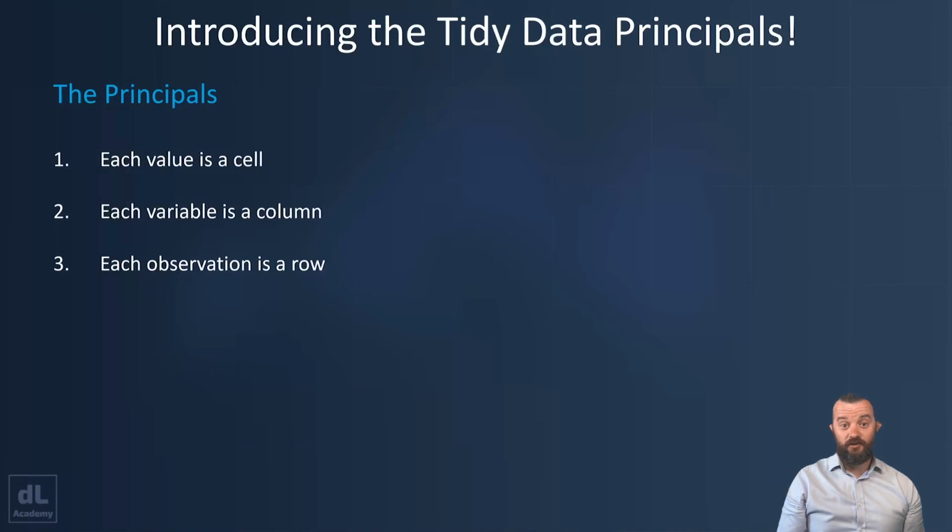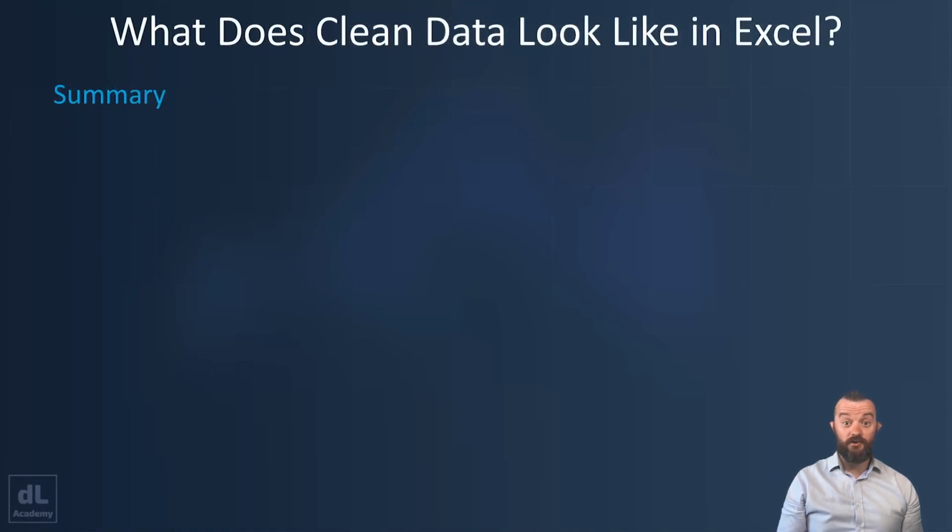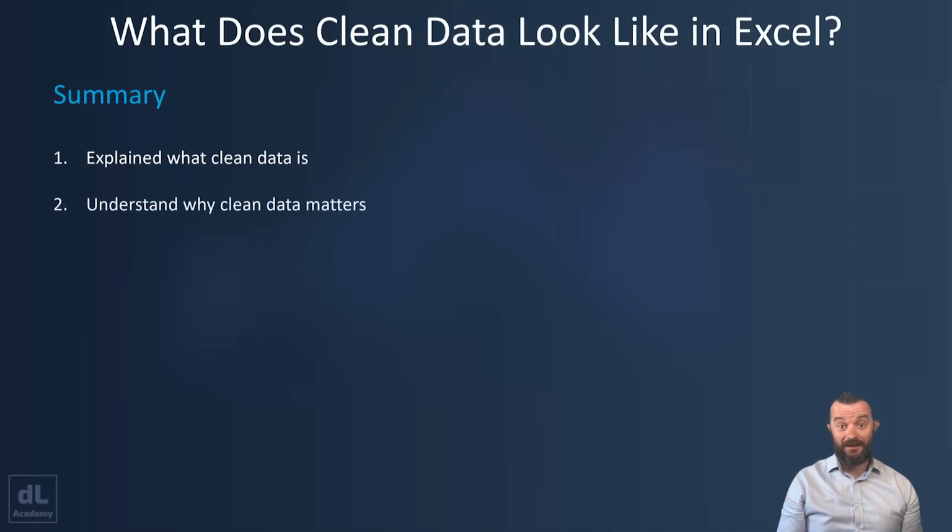The tidy data principles give us a very powerful method for explaining what clean data should be. 3 very simple statements. Each value is a cell, each variable is its own column, and observations are rows. That brings us to the end of this tutorial on what clean data should look like in Excel. In it, we've explored what clean data is, we've explored why clean data matters, and we have introduced the tidy data principles as a framework for describing what clean data should look like.